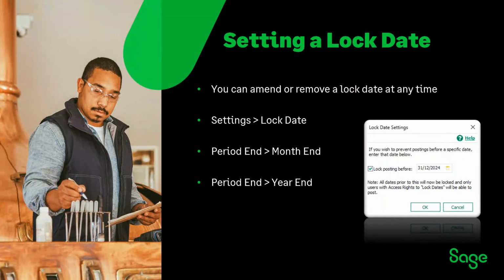So you can amend or remove the lock date at any time, just from within the settings menu and selecting a lock date. This is then removed for absolutely everybody on there. And you can also access the lock date through the period end option as well, which I'll be showing you when we go through the demonstration.